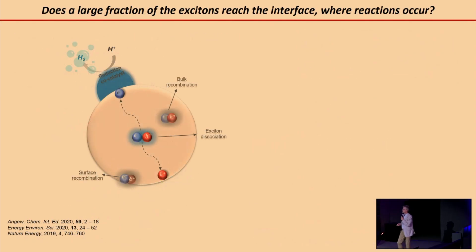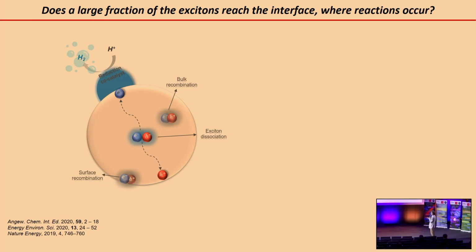So the question here, if you now form an exciton somewhere in the polymer dot, they can recombine in the bulk, they can recombine at the surface, but they can also dissociate at the surface. And the question is, what is the fraction, how many of these excitons are actually reaching the surface where they can do useful chemistry?